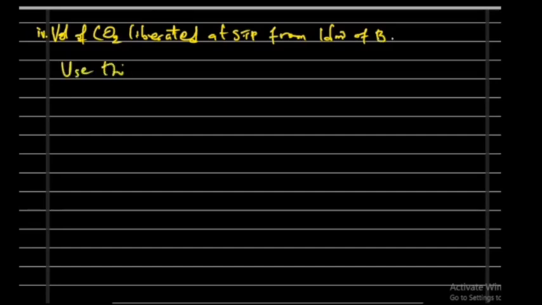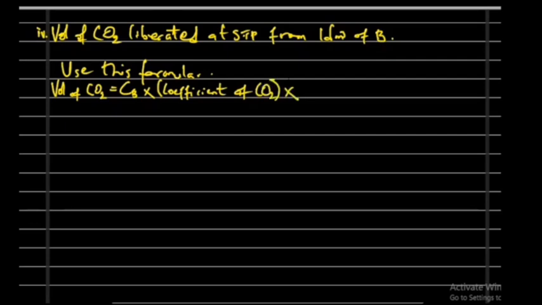This is the formula that we will use. Volume of carbon dioxide equals concentration of B divided by the coefficient of carbon dioxide, which is our gas, multiplied by the volume in dm cube, and then multiplied by the molar volume of our CO2. So that is the formula that we will be using.